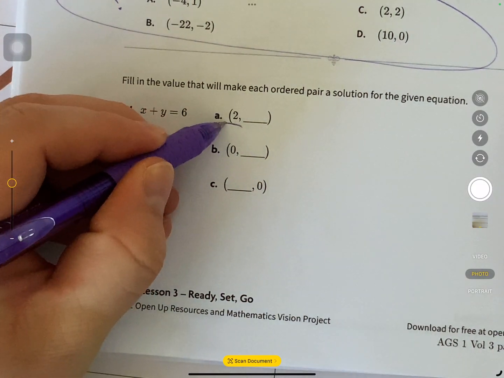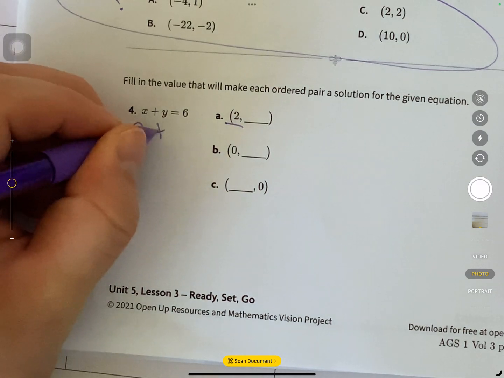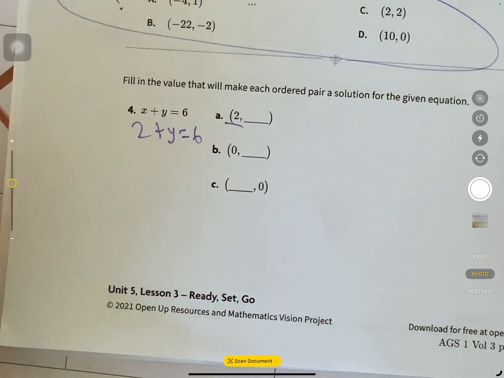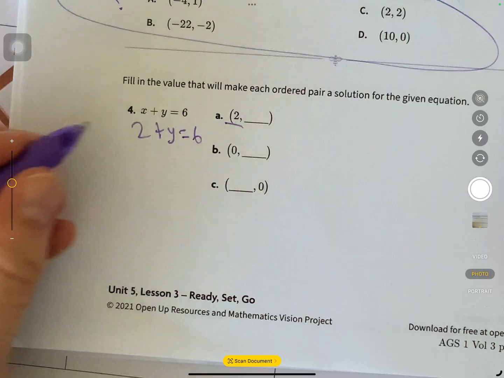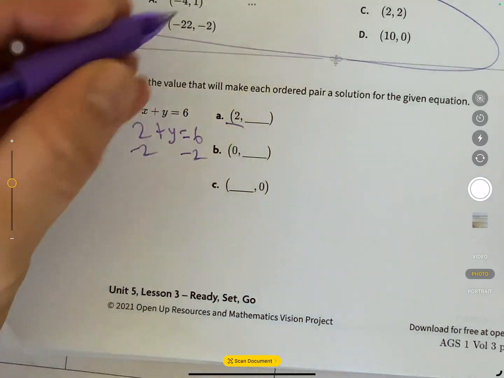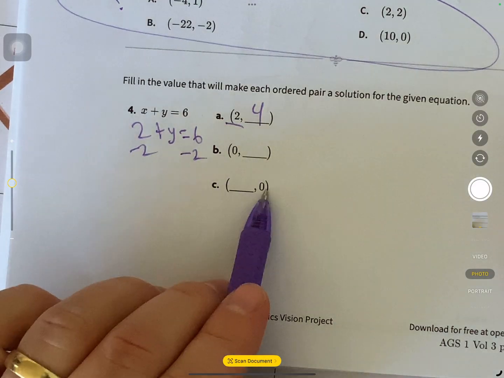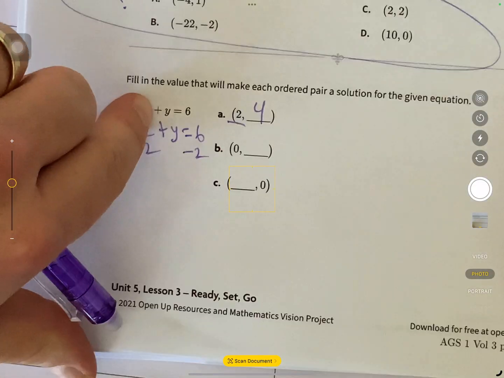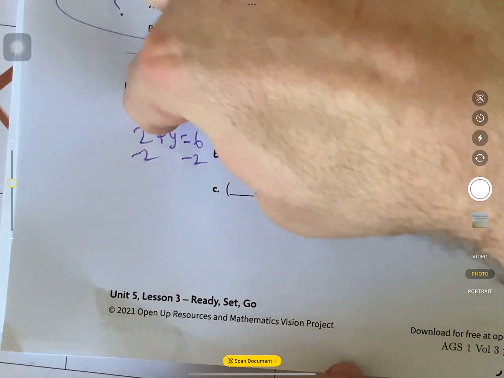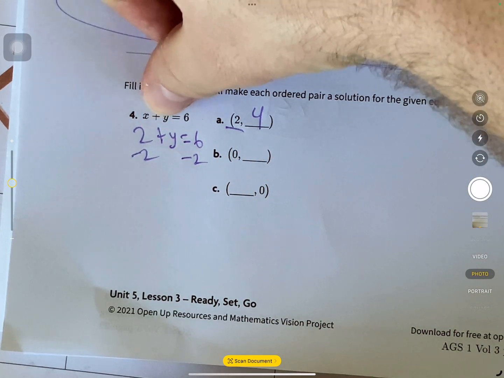This 2 is x. I'm plugging 2 in right here. I don't have y. I'm trying to figure out what it is. So you solve for y by subtracting 2. And this is 4, and that's how you do that. See if you can handle these zeros, okay? 0 goes here, y is 6. 0 goes here, x is 6. Isn't that weird? Both 6.